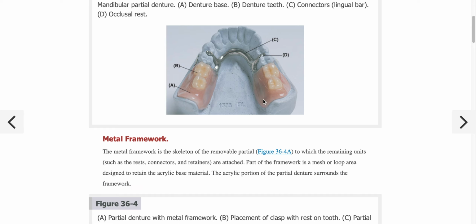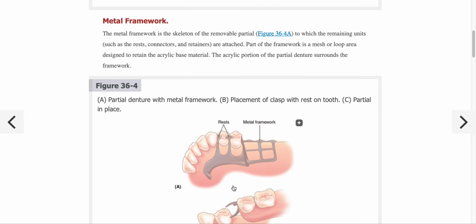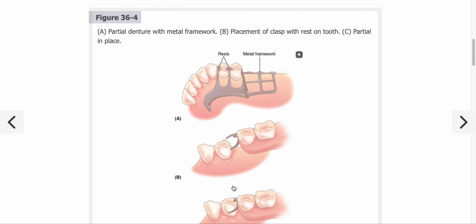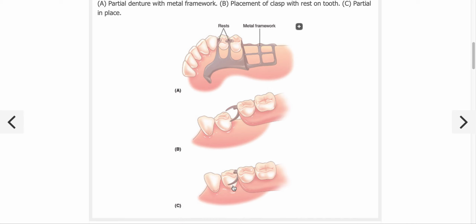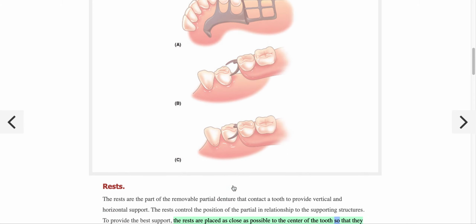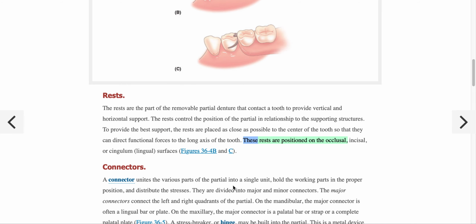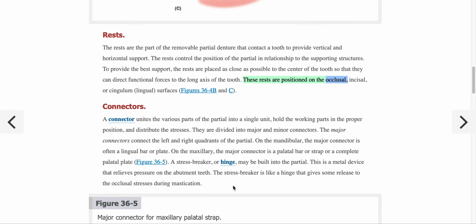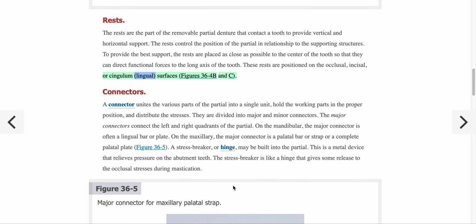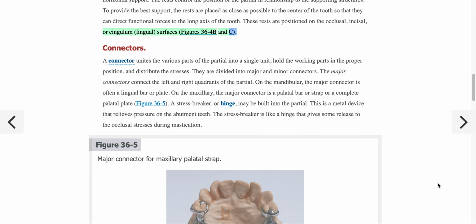Rests. The rests are the part of the removable partial denture that contact a tooth to provide vertical and horizontal support. The rests control the position of the partial in relationship to the supporting structures. To provide the best support, the rests are placed as close as possible to the center of the tooth so that they can direct functional forces to the long axis of the tooth. These rests are positioned on the occlusal, incisal, or cingulum, lingual, surfaces, figures 36-4b and c.